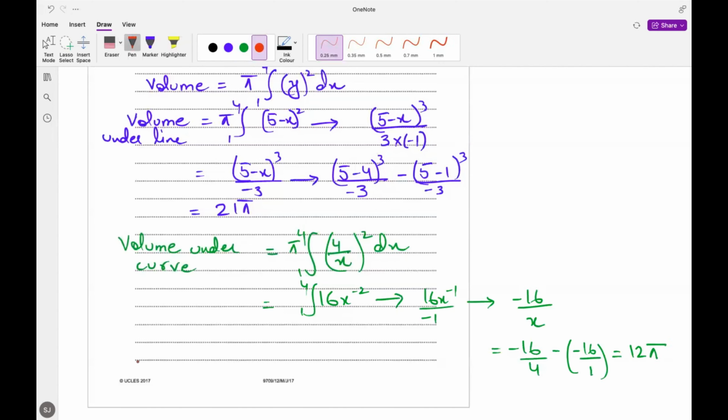Now we'll find the difference to find the volume of the shaded region. So the volume for the shaded region will be 21 pi minus 12 pi, which is equal to 9 pi.